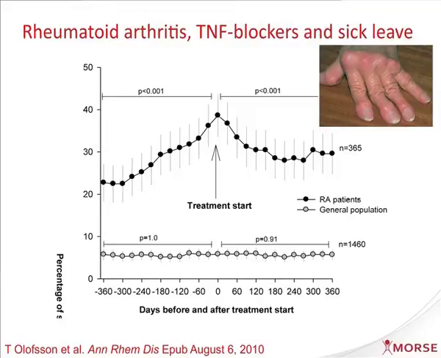So on the y-axis, this is a percent, and on the x-axis you have days. These are 360 days before start of treatment, and day 0 is the start of treatment, and this is 1 year after treatment. The black dots represent the proportion of RA patients currently on sick leave. So 1 year before treatment start, about 20% are on sick leave, and it climbs up to about 35%. And then after treatment start, it decreases to a level of about 30% here. So clearly you see there is something occurring here.